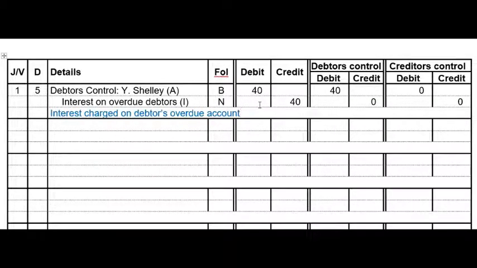Remember, usually we give the interest rate and the time period as well, but in this case it wasn't given to us, so this journal narration will be accepted.